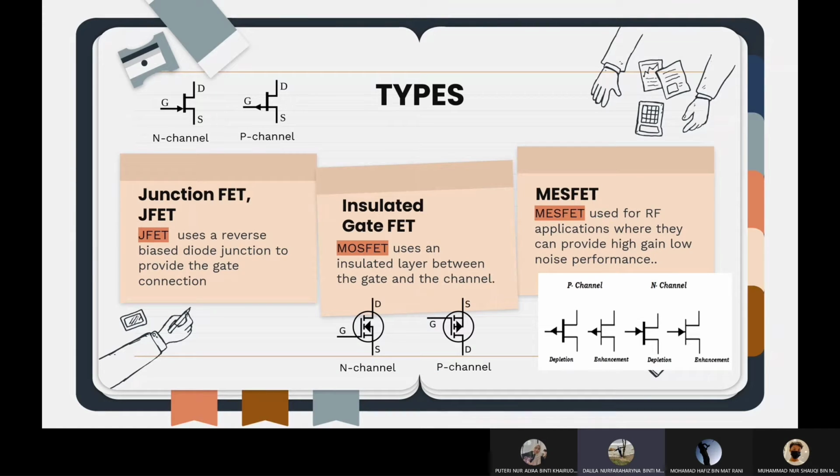I am Dalila Nur Farah Harina. In my part, I will present about types of FET. The first is the junction FET or JFET, which uses a reverse bias diode junction to provide the gate connection.